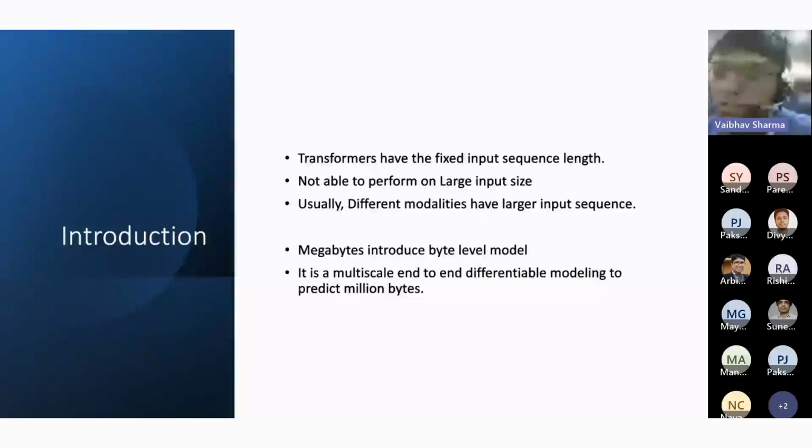What tokenizers generally do is divide the input text into different tokens. Let's assume we are using the word flying, so it will tokenize it as one token fly and another token ing or something. But in byte level modeling, instead of converting into tokens, it will consider each byte of the input text and use these bytes to learn the encodings on its own. So in this paper, they introduced this multi-scale end-to-end differentiable modeling, which they claim is going to predict millions of bytes easily.